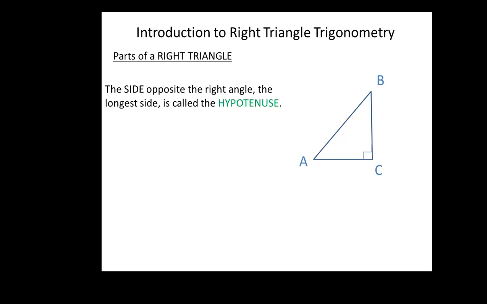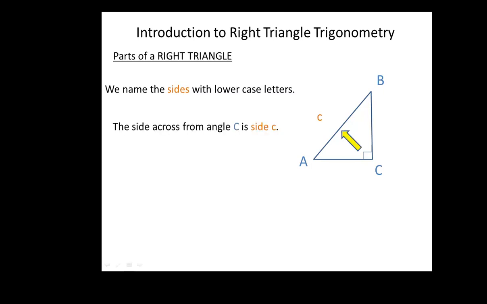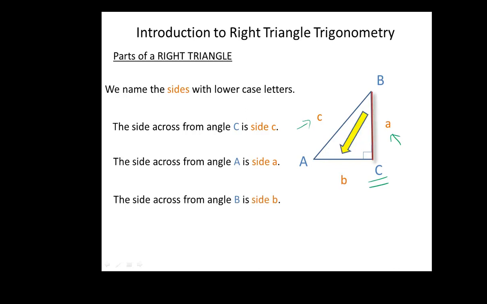Now the side opposite the right angle is called the hypotenuse. The other two sides are called the legs. We name the sides with lowercase letters. Here's angle C, that's the capital C, and opposite is little c, which is the length of the side opposite angle C. And across from angle A we have little a, that's the length of that side. And across from angle B we have little b, and that's the length of this side across from angle B.